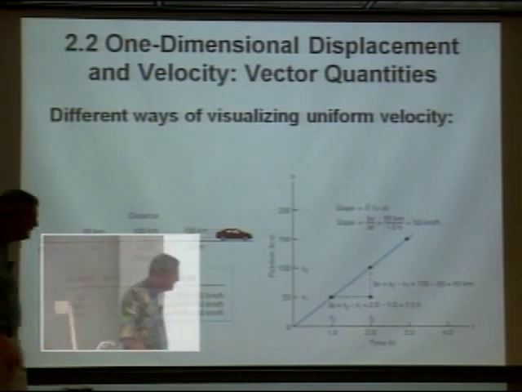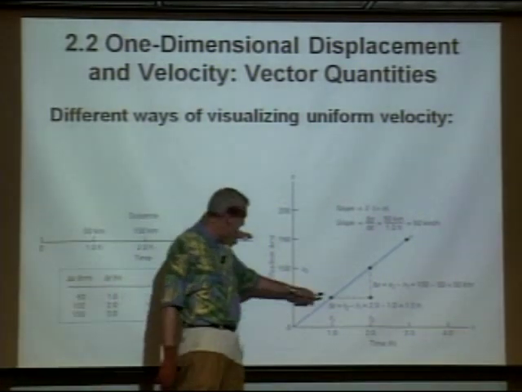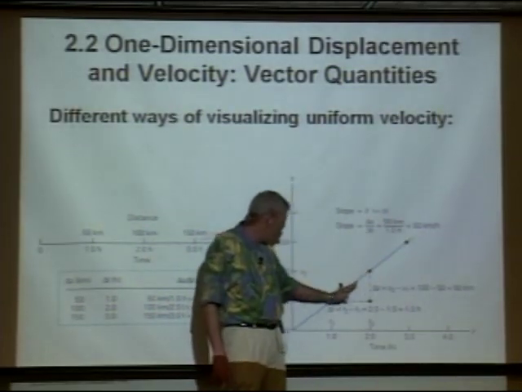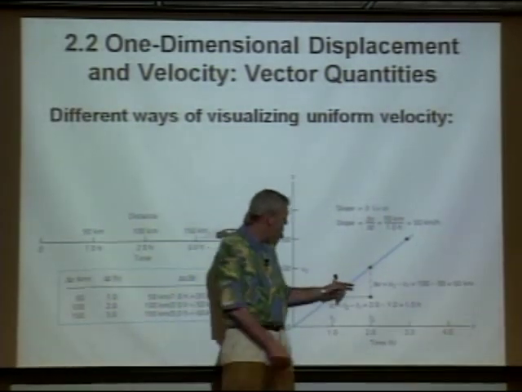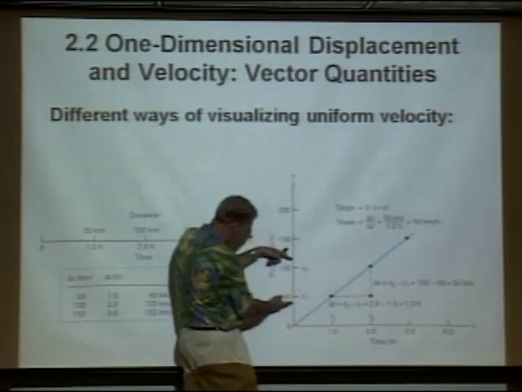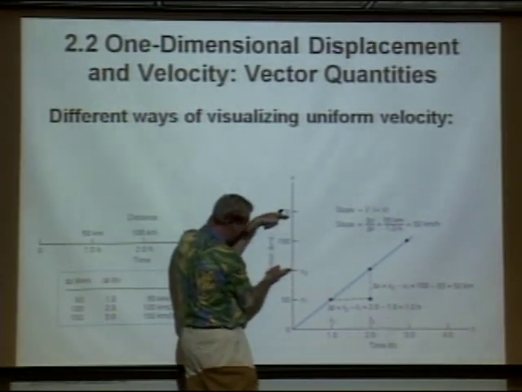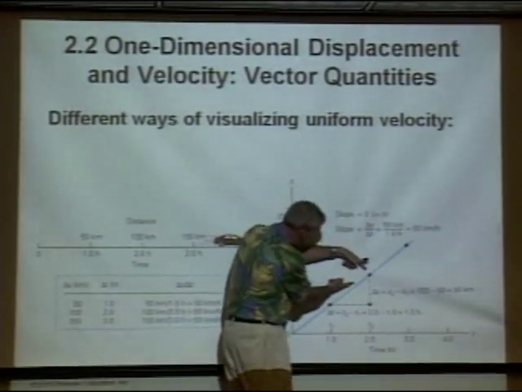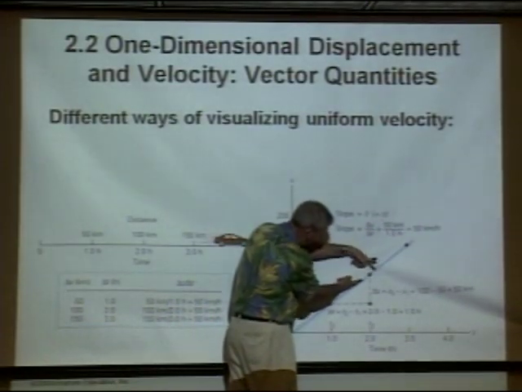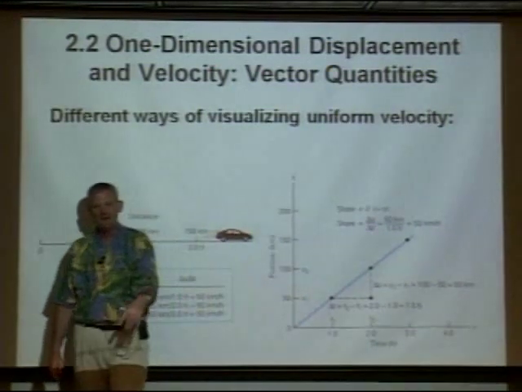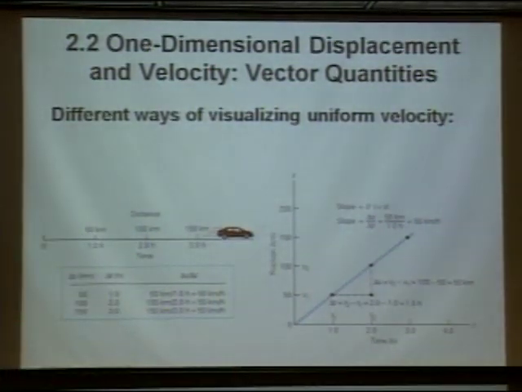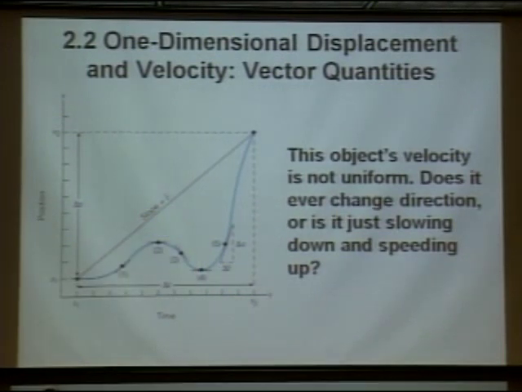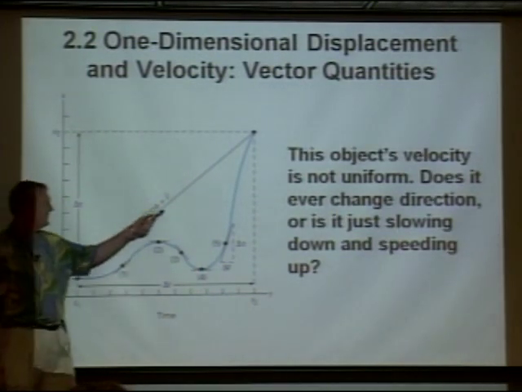But here the time is in hours. And no matter where I go, since it's a nice constant velocity, no matter which two segments of distance that I go, if I go from here to here, or from here to here, or even from here to here, the slope is still the same between those two points. Okay, it's a nice constant velocity. Here's one where it's not constant, but the average velocity is the slope.